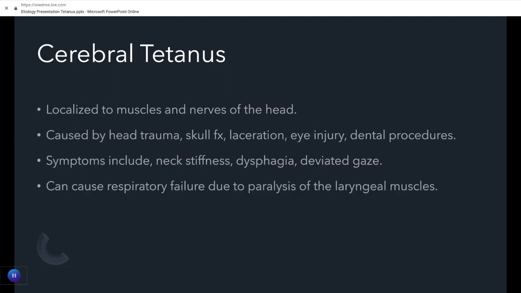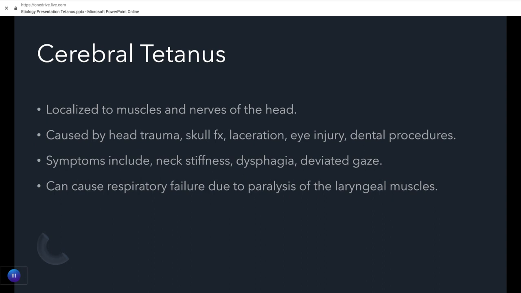So the fourth and last form of tetanus is cerebral tetanus. This is a more rare form. It's localized to muscles and nerves of the head. It can be caused by head trauma, skull fracture, laceration, eye injuries, or even dental procedures. So if your dentist isn't using sterile equipment while doing procedures in your mouth and you're not caught up on your booster shots, then you could be a victim to cerebral tetanus.